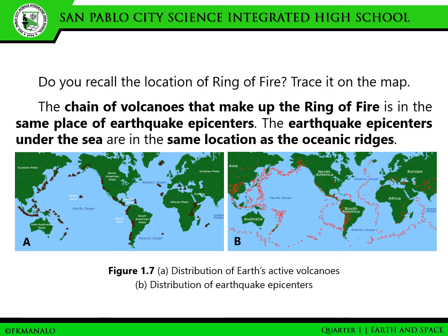Presented here are two maps. The first map is the distribution of Earth's active volcanoes, and the second map is the distribution of earthquake epicenters. If we are to compare the distribution and location of these two geologic features, we can observe that the chain of volcanoes that make up the Ring of Fire is in the same place as earthquake epicenters.